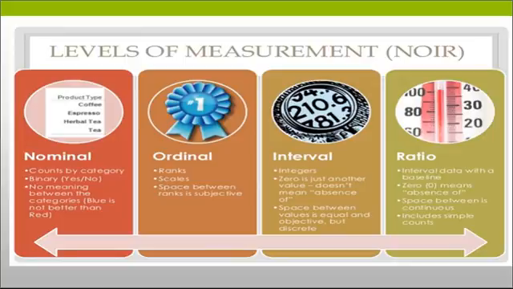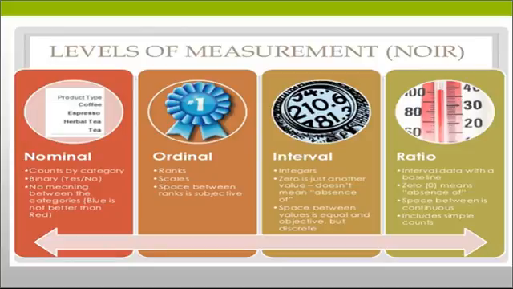This picture describes the different levels of measurement, starting with nominal, counts by category. It can be binary, such as 2 words, but can be more than that. No meaning between the categories, no value between the categories. And ordinal, you can rank things. It is a scale. The space between the ranks is subjective, which means it has no mathematical value.